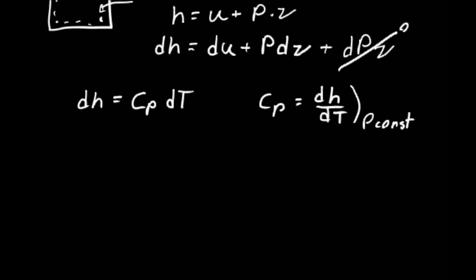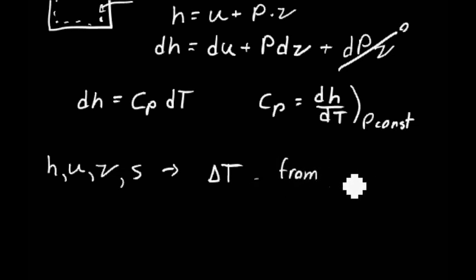Okay, and that will enable us to get values such as enthalpy, the internal energy of the system, the specific volume, and the entropy, which we will be discussing later on, of a system by knowing the change in temperature from one state to another. So there it goes. From one state to another.